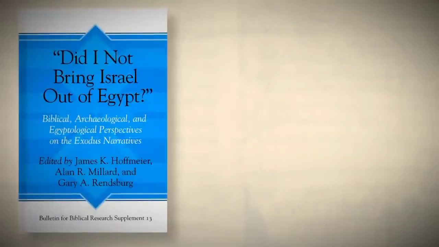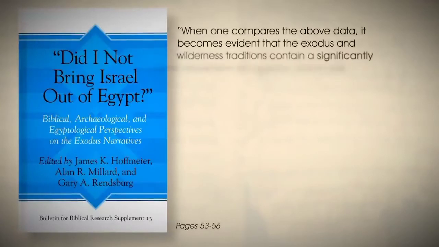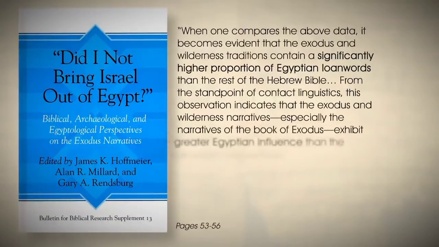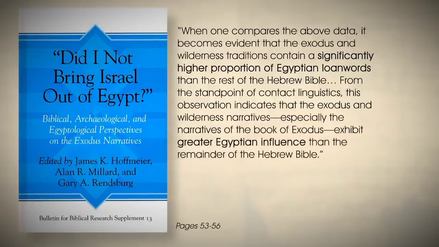Noonan says, "When one compares the above data, it becomes evident that the Exodus and wilderness traditions contain a significantly higher proportion of Egyptian loanwords than the rest of the Hebrew Bible. From the standpoint of contact linguistics, this observation indicates that the Exodus and wilderness narratives, especially the narrative of the book of Exodus, exhibit greater Egyptian influence than the remainder of the Hebrew Bible."